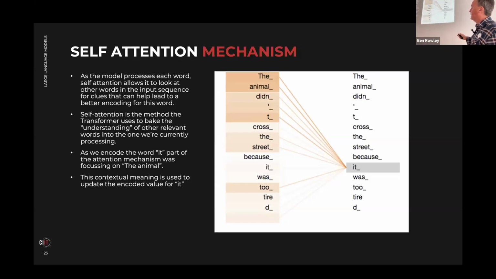The animal didn't cross the street because it was too tired. So "it" could reference street or animal. There's nothing else here that it could reference, but there's no way for the model to know without the self-attention mechanism. And I think this really shows why it's revolutionary, why it's really worked. So it allows the model to understand everything within a given context.